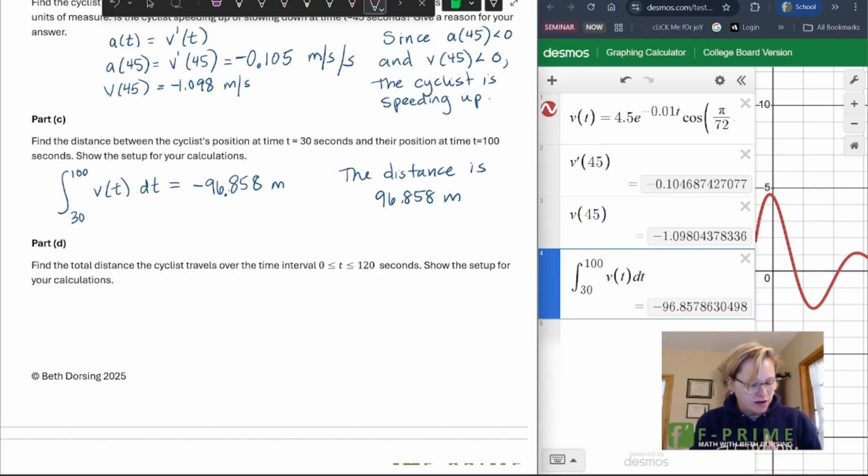All right, final question here. Find the total distance that the cyclist travels over the time interval 0 to 120. Show the setup for your calculations. Now, total distance basically means how many miles did he put on his bike.